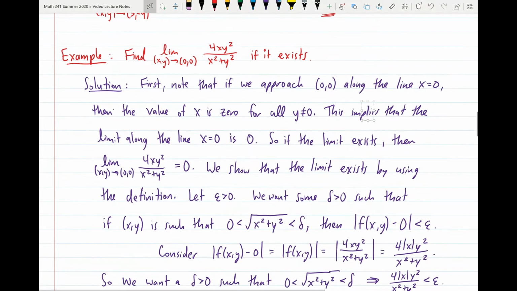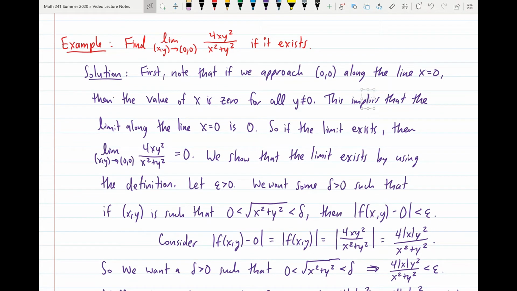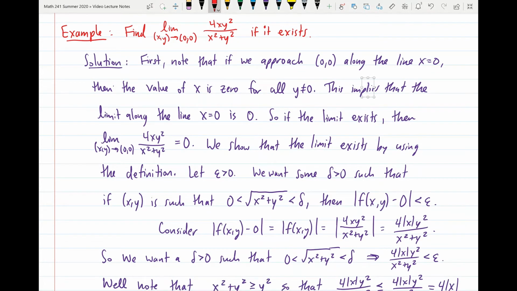And because we are approaching the point (0, 0), we're assuming that y is not equal to 0, in which case the function along the line x equals 0, where y is not equal to 0, is going to equal 0. So the function is going to equal 0 along the line x equals 0, as long as y does not also equal 0. But what this means is that the limit, if it exists, along the line x equals 0 is going to equal 0. And so if the limit exists at all, then the limit has to equal 0.